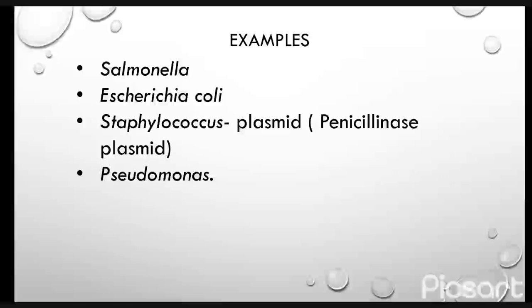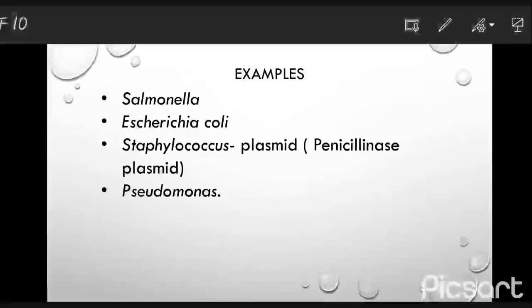Examples are Salmonella, Escherichia coli, Staphylococcus and Pseudomonas. In these bacteria, generalized transduction mainly takes place. One example is that Staphylococcus has a penicillinase-coding plasmid, which is transferred from one Staphylococcus to another Staphylococcus using bacteriophage by the process of generalized transduction.